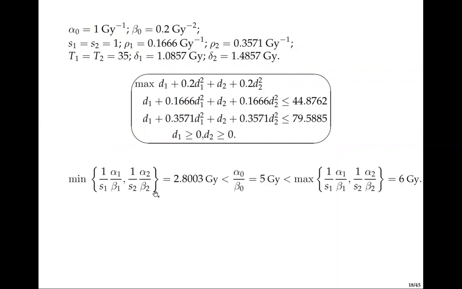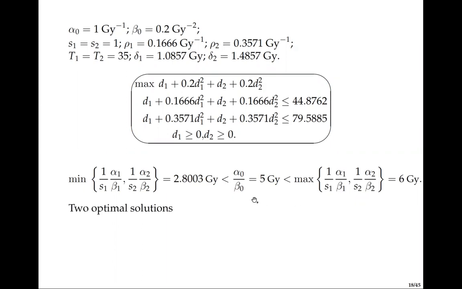And it turns out that if you did a quick calculation, computing the minimum as we had in the previous slide, it's roughly 2.8. With these numbers, the alpha over beta for the tumor is 5, and the maximum of those ratios is 6. So in this particular situation, this 5 is strictly in between 2.8 and 6. Okay, so this is the situation that is not addressed by proposition 1 or by proposition 2.